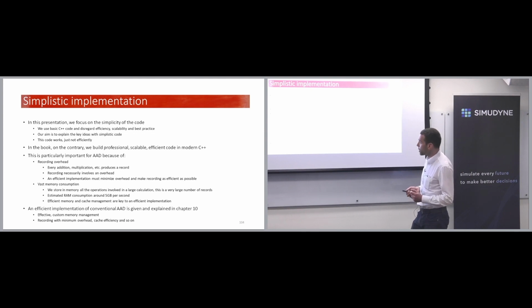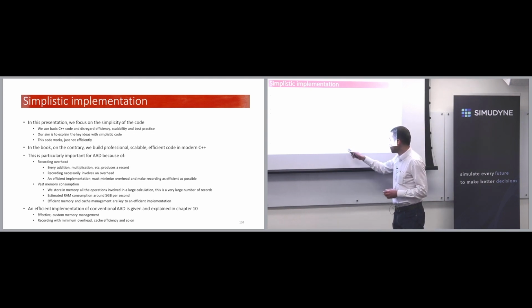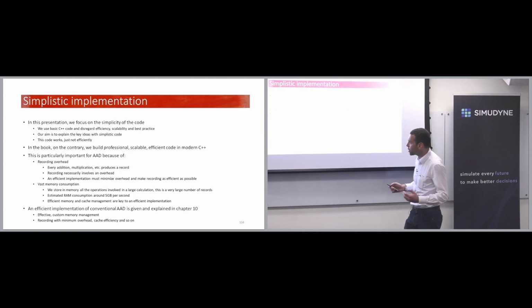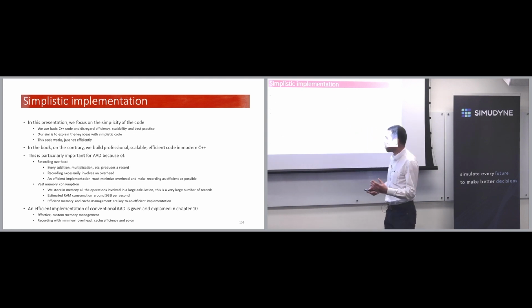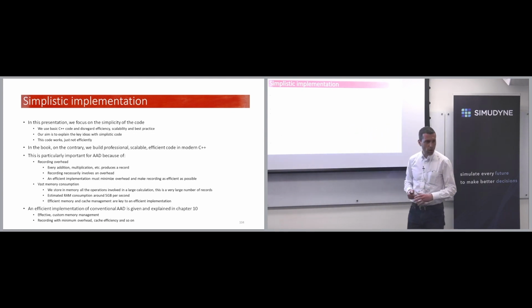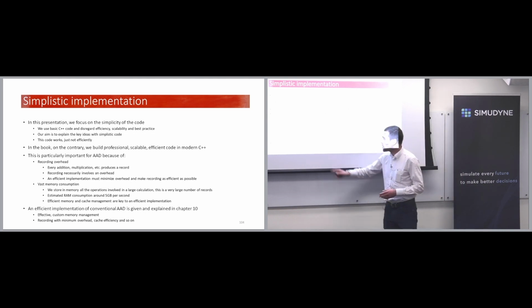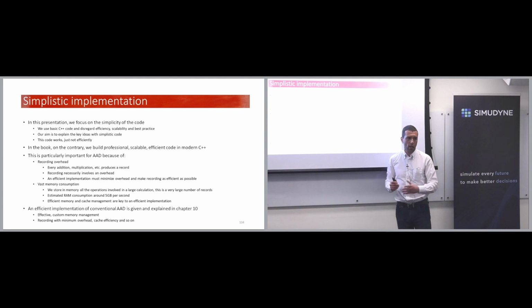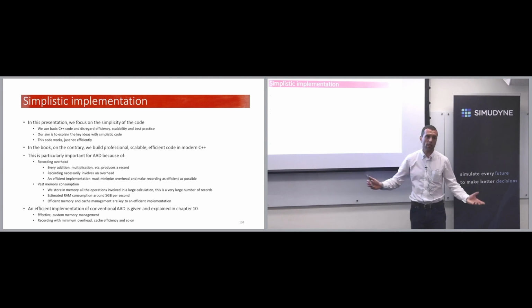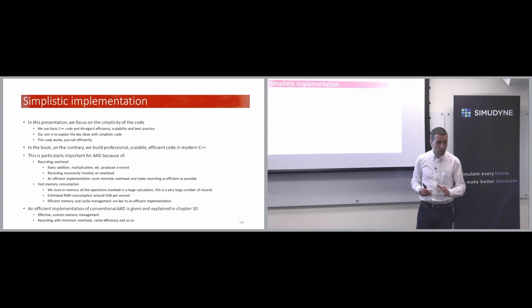So an efficient implementation of conventional AAD is given and explained in Chapter 10, and in particular, it's all about effective custom memory management and how to record with minimum overhead, cache efficiency, and so on. And then in Chapter 13, I'm giving you techniques to mitigate this memory consumption. Basically, it's called checkpointing. I will not cover it here, and it consists in splitting your algorithm in pieces and differentiating piece by piece over a small tape and then somehow stitching the derivatives together. This is all explained in Chapter 13.